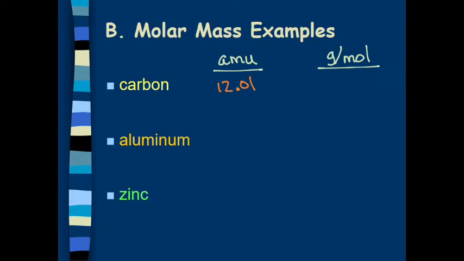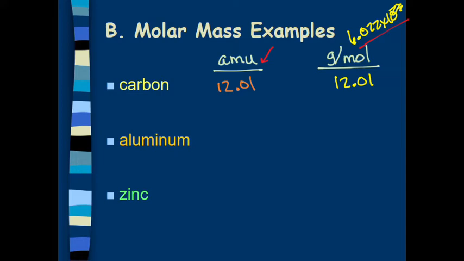But if I asked you, well, what's the molar mass of carbon, meaning if you had a whole mole's worth of carbon, that is 6.022 times 10 to the 23rd atoms of carbon. Well, its molar mass is still 12.01, which is the mass off of the periodic table. So again, numerically, same value, but we are either talking about only 1 atom if we're doing AMU, or we're talking about a whole mole's worth of atoms if we're doing molar mass.